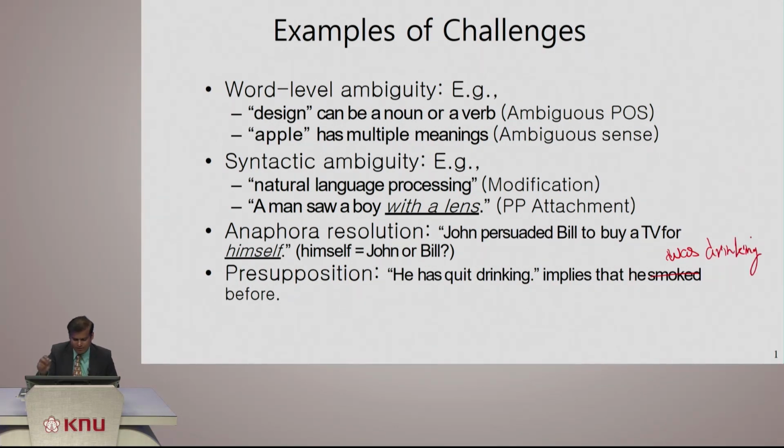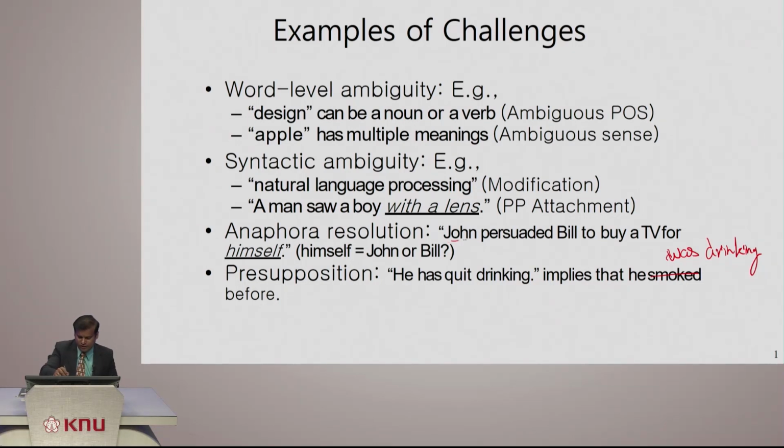So these are some of the implications, like presuppositions. In other words, there are some things that are understood from the sentence. For example, he quit drinking, which means that he was drinking in the past. So that is something that we understand. Likewise, there are a lot of other ambiguities you can find in a sentence.